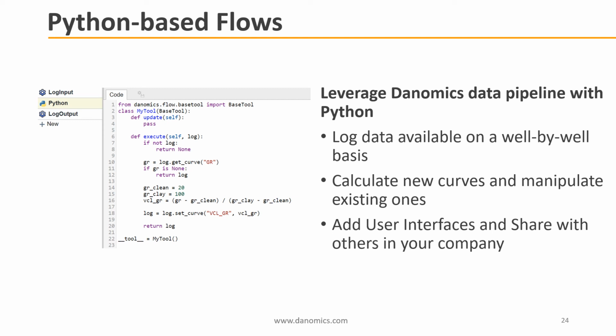And essentially the idea here is that you're using the Danomics infrastructure to bring data into and out of Python, which when you're doing things like deploying models is often one of the more tedious tasks here. So we're handling all that for you in the background, and we give you a consistent set of APIs for accessing things like curve data, well header data, points, etc. So you can then operate on that as needed.